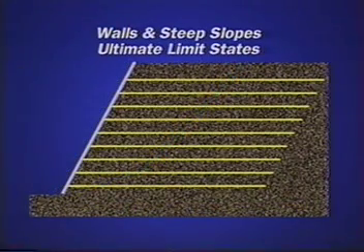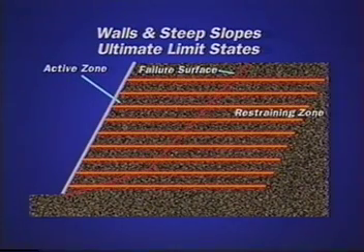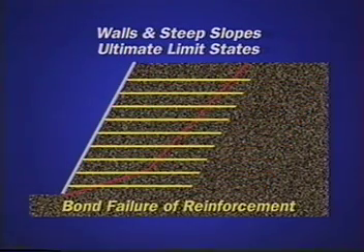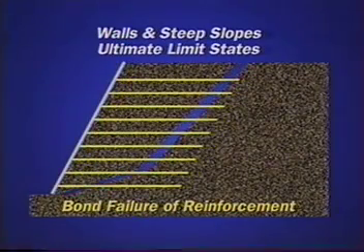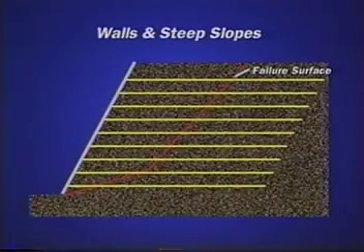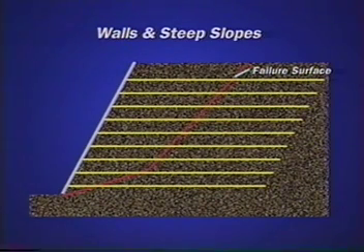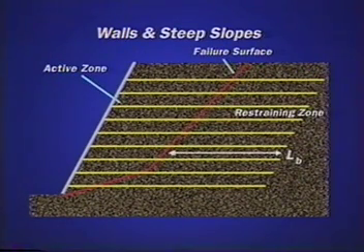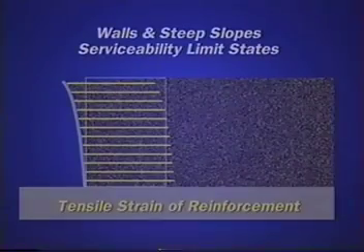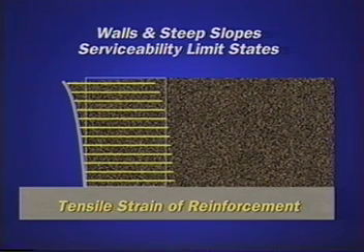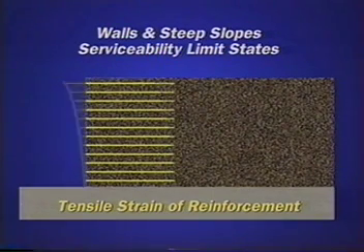But if the reinforcement is strong enough to resist the load imposed on it in the active zone, this load will be transmitted along the reinforcement towards the restraining zone. If the length of reinforcement in the restraining zone is too short, it will pull out, causing bond failure. In walls and slopes, the length of the reinforcement, L sub B, must be sufficient to bind the active and restraining zones together. To avoid deformations that could cause a serviceability failure, the tensile strain developed in each reinforcement must be less than the specified value.